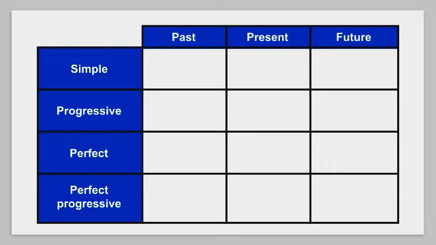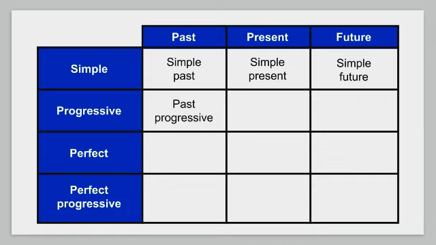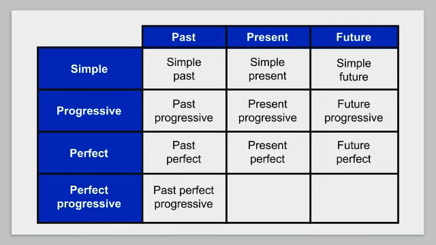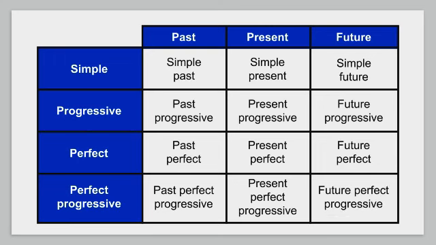the perfect progressive. That means you've learned 12 different ways to form verbs: the simple past, the simple present, the simple future, the past progressive, the present progressive, the future progressive, the past perfect, the present perfect, the future perfect, the past perfect progressive, the present perfect progressive, and the future perfect progressive. Just look at all these verb forms you've learned. That's a lot of verbs.